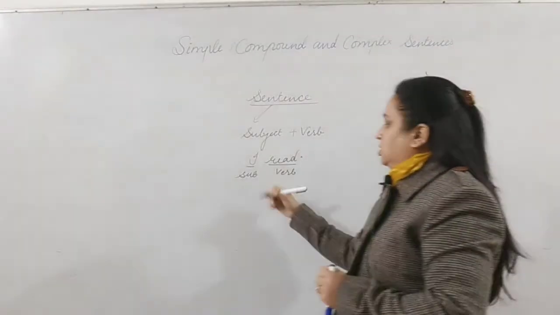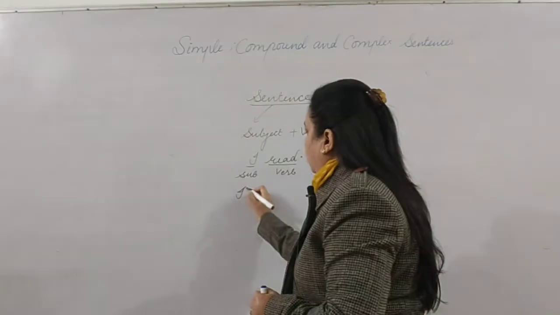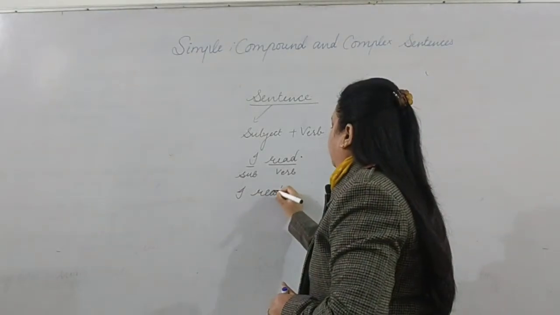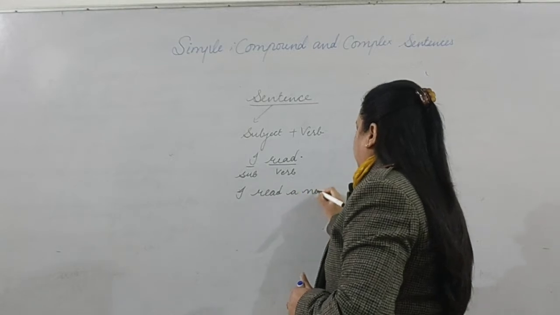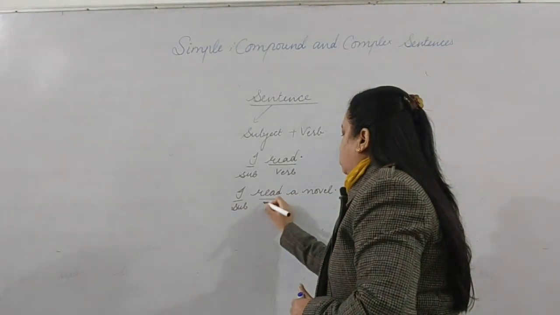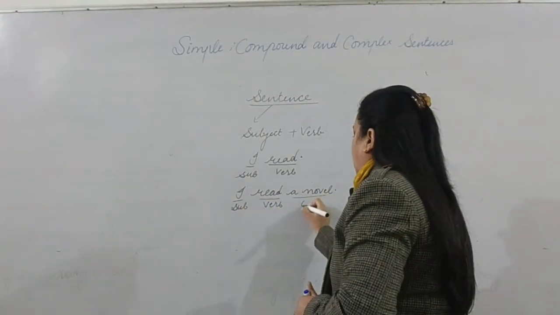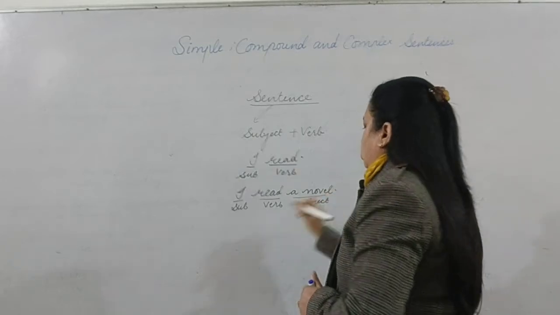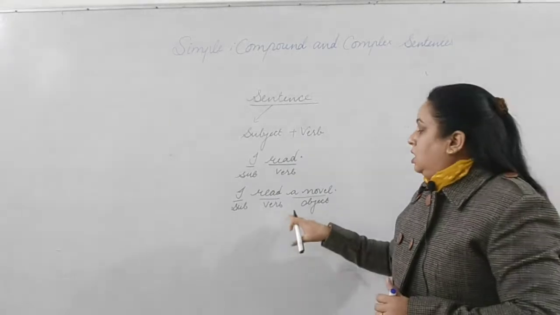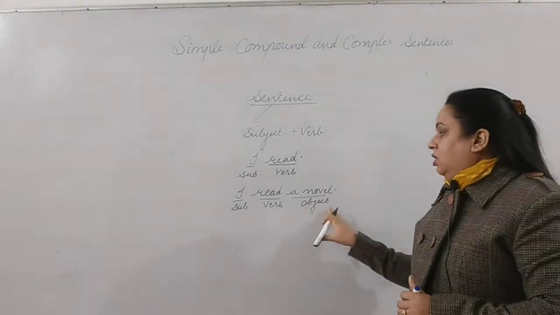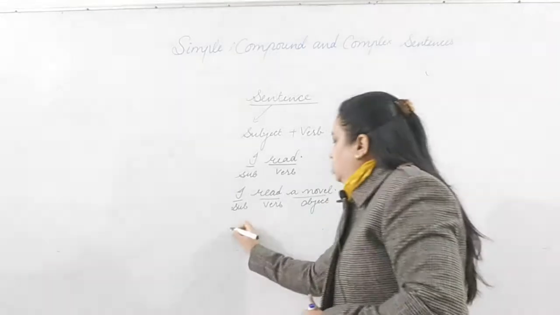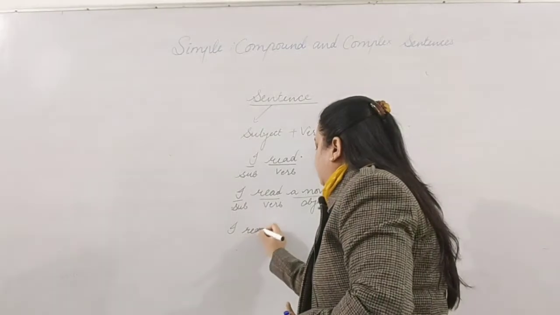Clear? But if I manipulate the sentence in another way and add an object to it, suppose "I read a novel", here "I" is the subject, "read" is the verb and "a novel" is the object. So there can be a combination of subject plus verb plus object also. And if we do not have an object, at the place of object we may have something different. Suppose "I read fast".